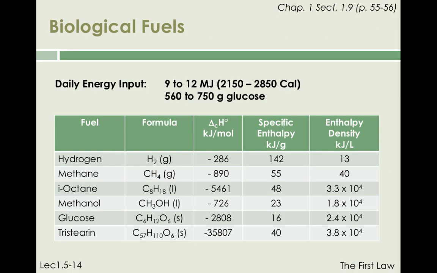Let us now compare the efficiency of the typical commercial fuels to those of the biological fuels animals and humans use for metabolic activities. We see that the enthalpy densities for glucose and tristearine are very similar to that of isooctane. Our daily energy input is somewhere between 9 and 12 megajoules, which corresponds to about 2550 to 2850 dietary calories, or kilocalories, or about 650 grams of glucose.